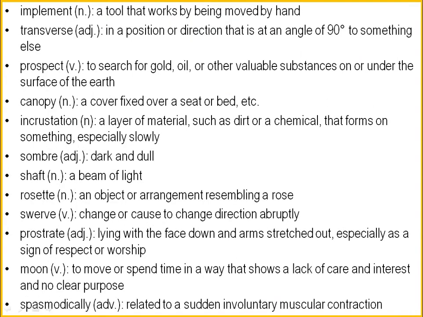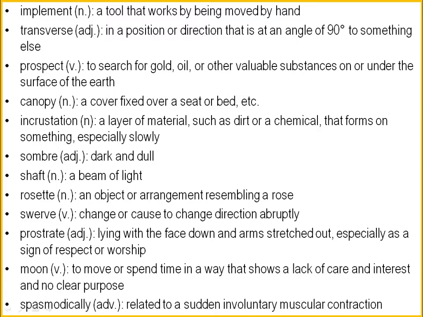The others are implement, a tool that works by being moved by hand. Transverse, in a position or direction that is at an angle of 90 degrees to something else. Prospect, to search for gold, oil, and other valuable substances on or under the surface of the earth. Canopy, a cover fixed over a seat or bed. Incrustations, a layer of material such as dirt or a chemical that forms something especially slowly. Somewhere dark and dull. Shaft, a beam of light.